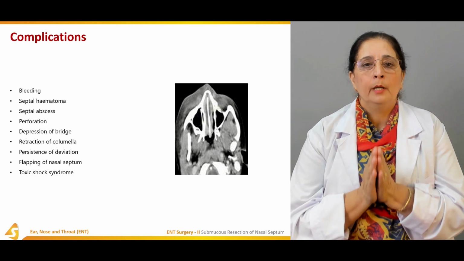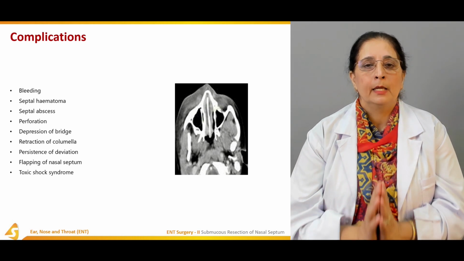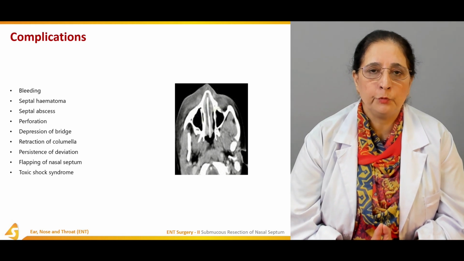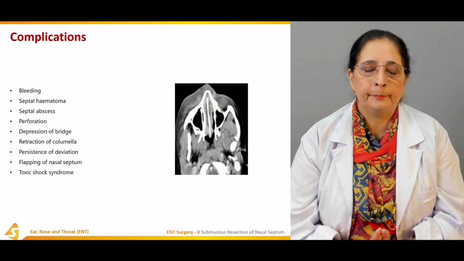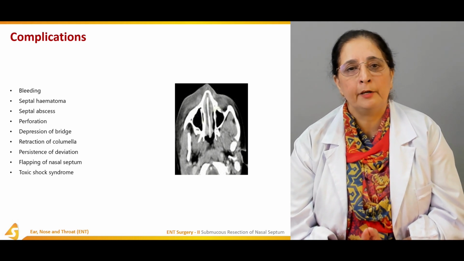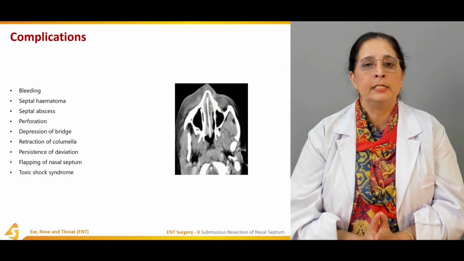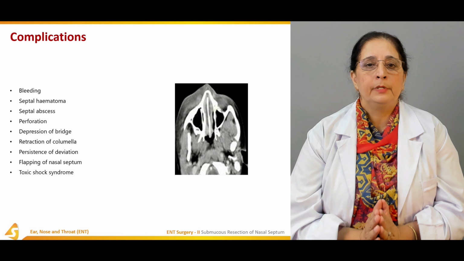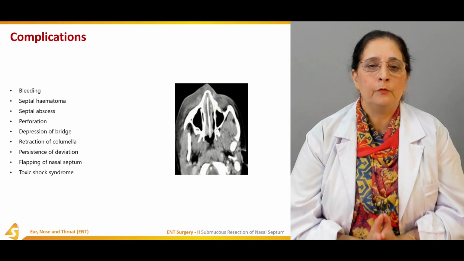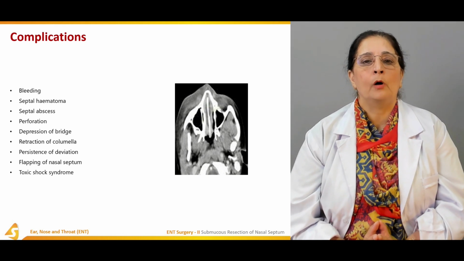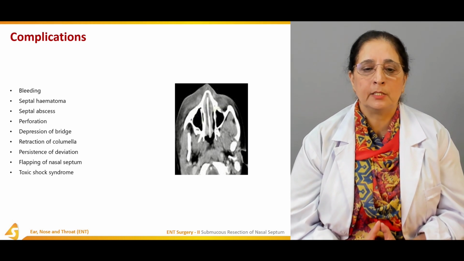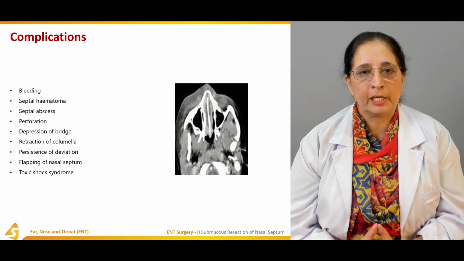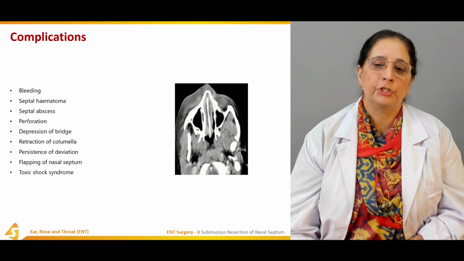It is a common procedure performed on the nasal septum. The nasal septum is the partition between the two nasal cavities, and the perichondrial and periosteal flaps are elevated after the incision. The cartilage and bone are removed, stitches are performed, packing is done, and then we also have many complications including bleeding, hematoma, abscess, persistence of deviation, retraction of columella, and toxic shock syndrome.